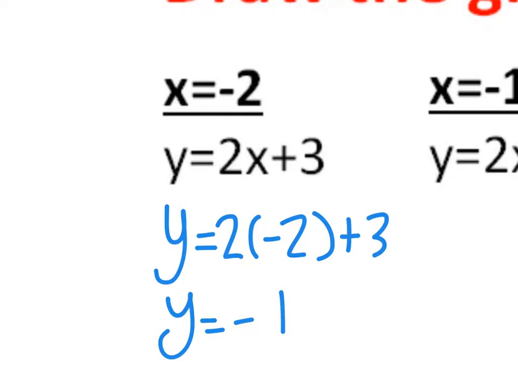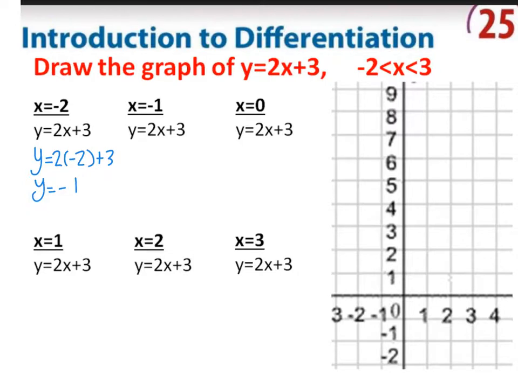So we're going to plot the point -2, -1 on our graph. So we go to -2 on the x-axis, which is here. We go to -1 on the y-axis, which is here, and plot our point. And there we have the point -2, -1.